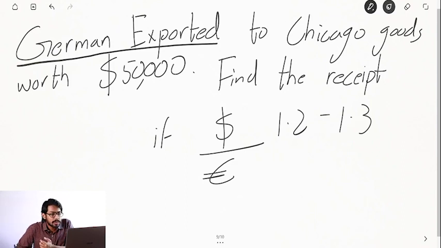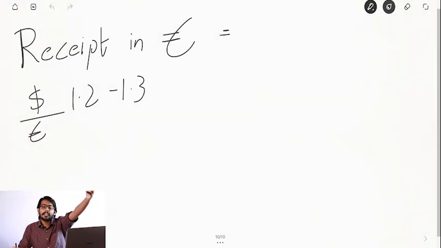You exported goods to US worth $50,000. What will happen when you export? You will get $50,000. Do you need dollars? No, you are in Germany. In Germany, if you have to do business, you need euro. So what should you do? You should convert dollars to euro.